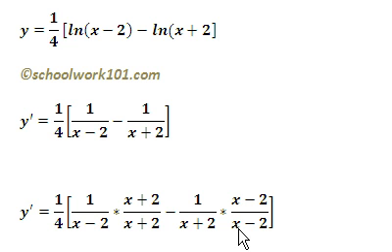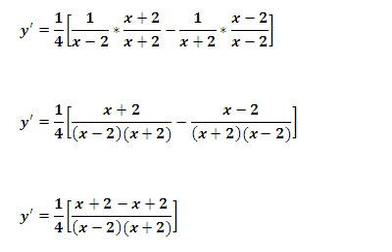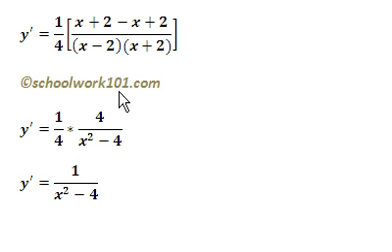And then once again, get a common denominator. Simplify the numerators. Alright, remember we're distributing this negative across here. Negative and negative is positive. Alright, simplify it down.